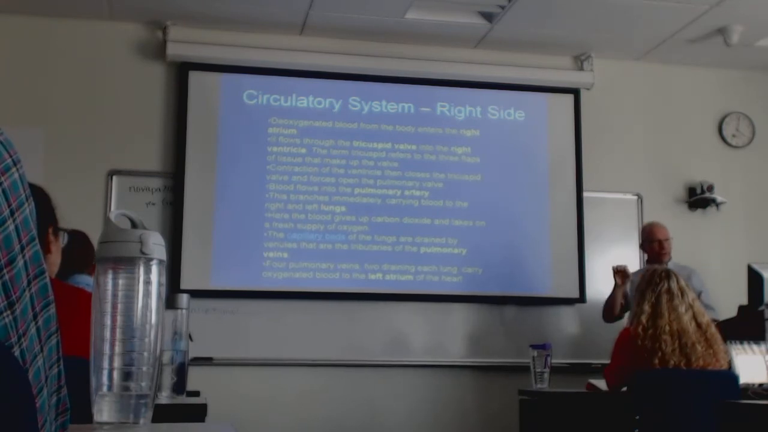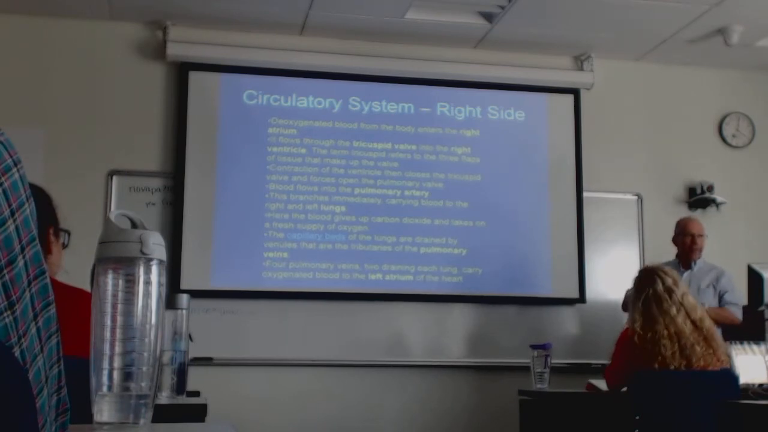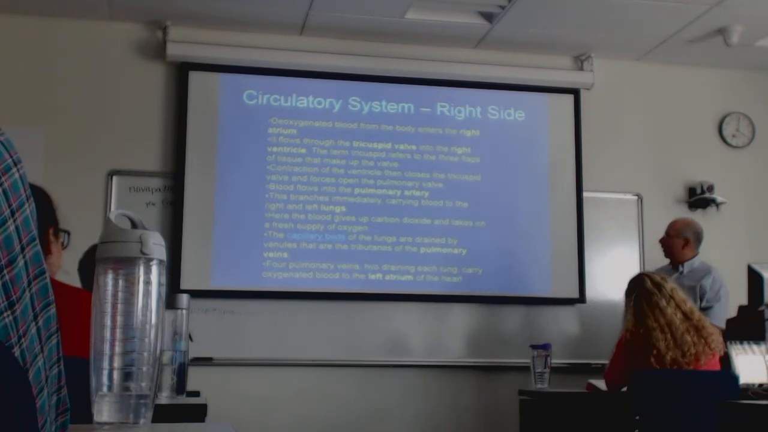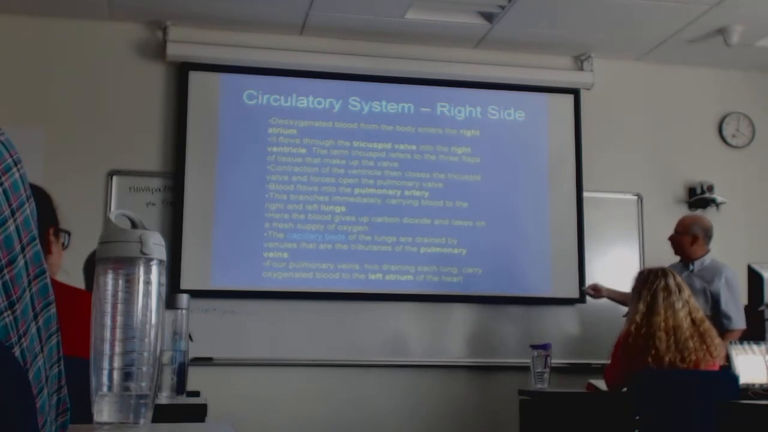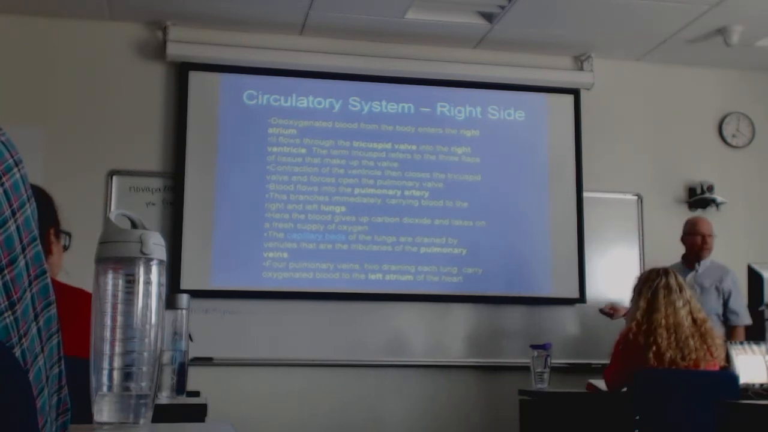From the right ventricle, it crosses the pulmonic valve, goes into the pulmonary arteries, into the lungs, where it gets oxygenated, comes back into the pulmonary veins. Usually there are 4 of them, but there may be more, and they drain into the left atrium.